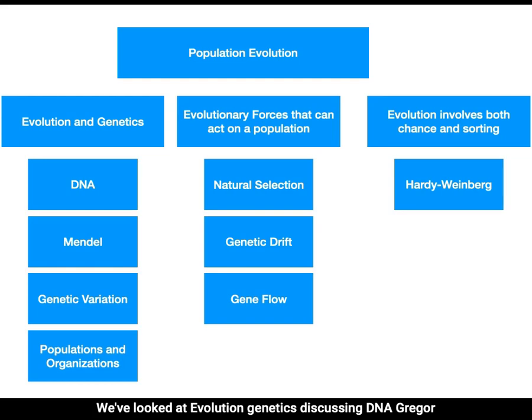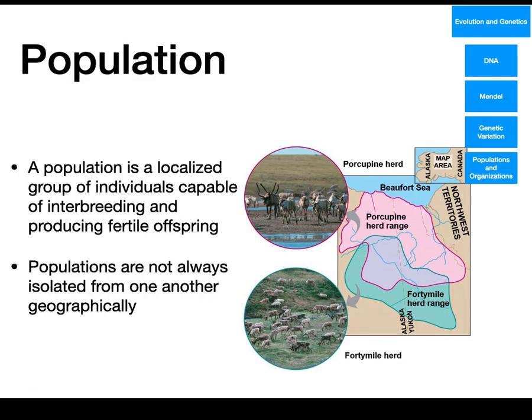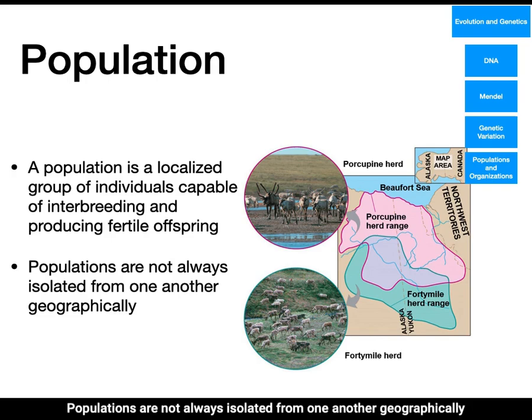We've looked at evolution and genetics, discussing DNA, Gregor Mendel, and genetic variation. Next, we're going to look at populations and organizations. A population, by way of reminder, is a localized group of individuals capable of interbreeding and producing fertile offspring. Populations are not always isolated from one another geographically, but individuals typically breed with other members of their own population.